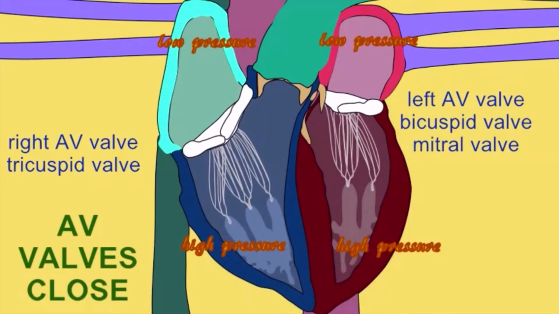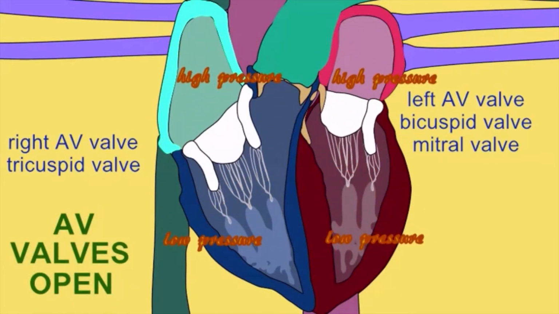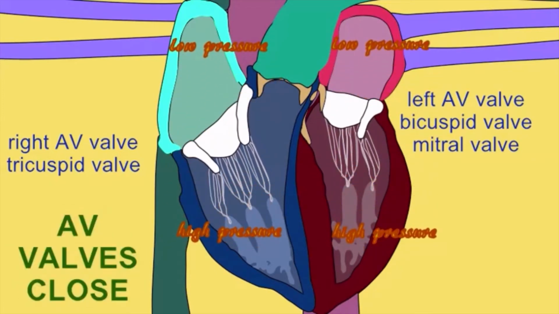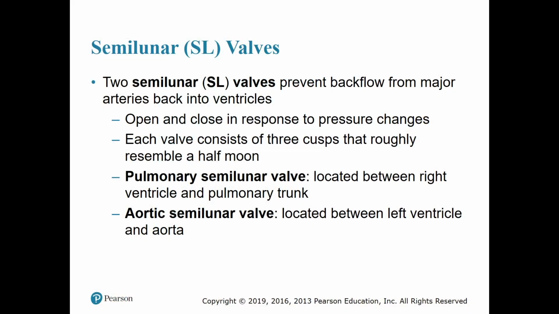AV valves open when the pressure in the atria is greater than in the ventricles, and this occurs in the first half of the cardiac cycle, and they are closed when the pressure in the ventricles is greater than the pressure in the atria, and this occurs in the second half of the cardiac cycle.